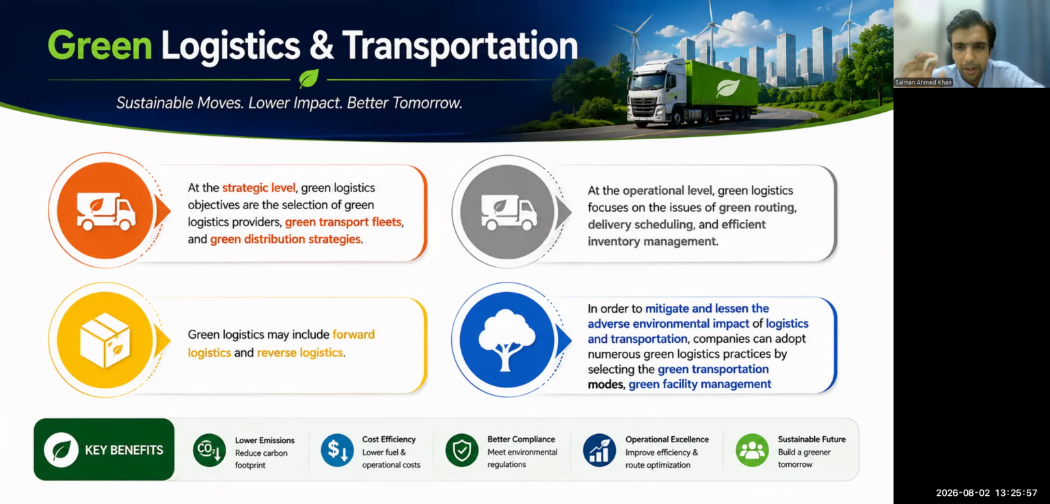So in order to mitigate and lessen the adverse environmental impact of logistics and transportation, companies can adopt numerous green logistics practices by selecting green transportation modes and green facility management.